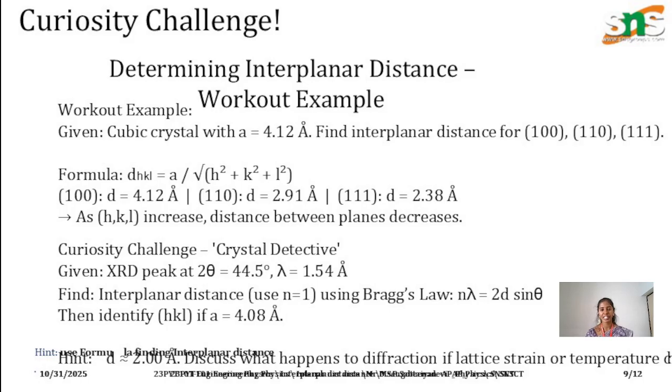Our curiosity challenge is to determine the interplanar distance. The given problem is a cubic crystal with a equal to 4.12 angstrom. Find the interplanar distance for the planes 100, 110 and 111. We know the formula: d is equal to a divided by the square root of h squared plus k squared plus l squared. The given values are a equal to 4.12 angstrom, and the hkl values are 100, 110 and 111. Substitute here and you will get the answer.